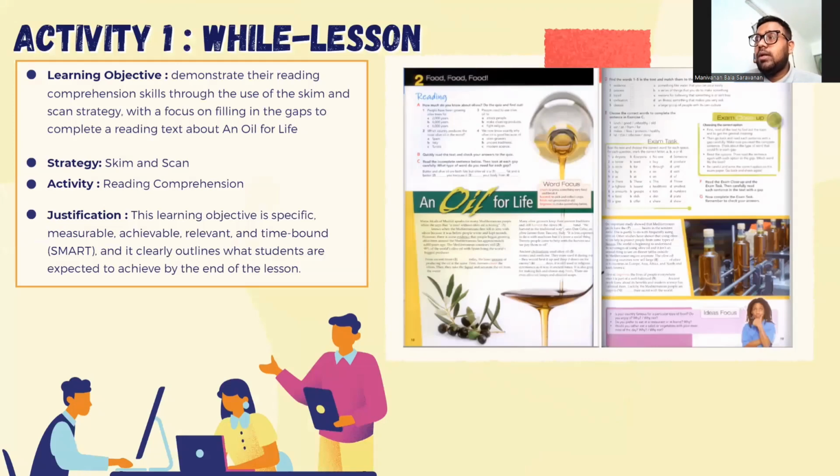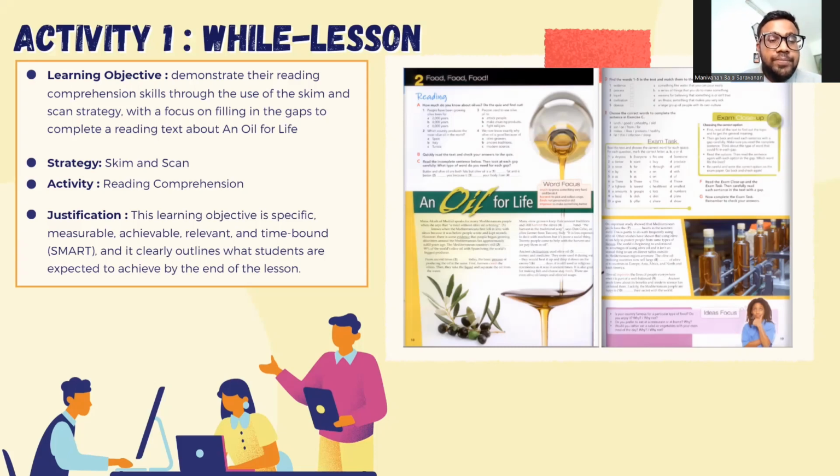Secondly, the activity one, which is the while lesson. The while lesson consists of 2 activities. The first one is reading comprehension, where we distribute the reading text. The title is An Oil for Life. The strategy involved in this activity is skim and scan, where the learning objective is to demonstrate their reading comprehension skill through use of the skim and scan strategy with a focus on filling in the gaps to complete a reading text about an oil for life.